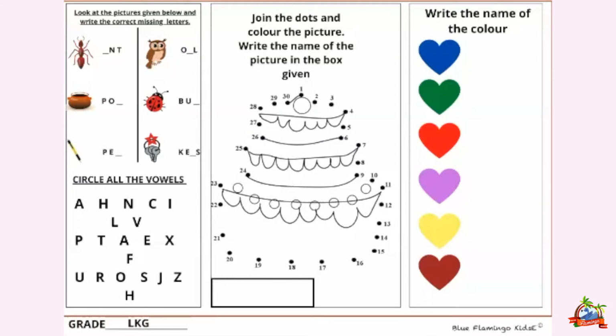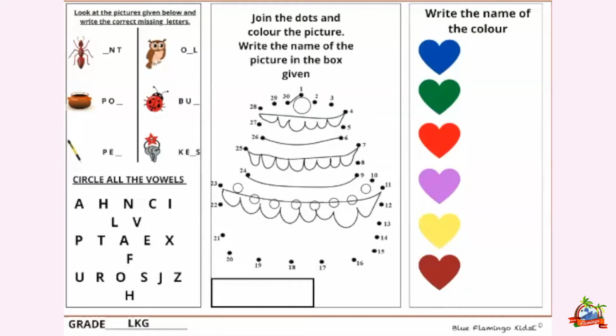तो क्या करना है? हमें सारे वॉवल्स को सर्कल करना है. A, E, I, O, U. यहाँ पे जितने भी वॉवल्स आपको दिखते हैं इन्हें सर्कल करना है विद द हेल्प ऑफ कलर और पेंसिल. अंडरस्टूड? Now let's revise A to Z with one words. Speak with me. A for apple.